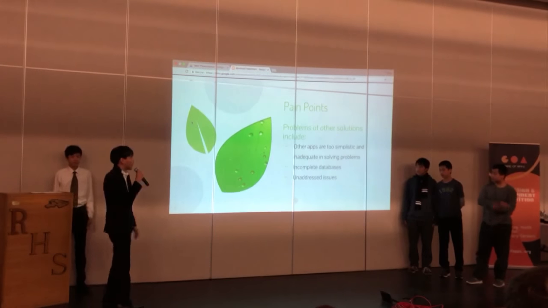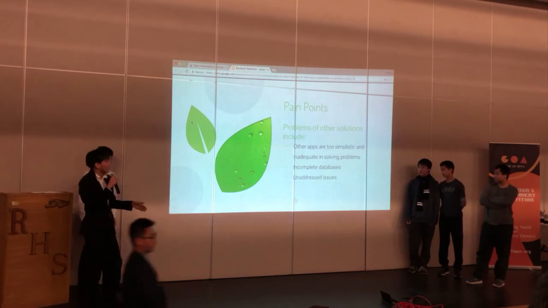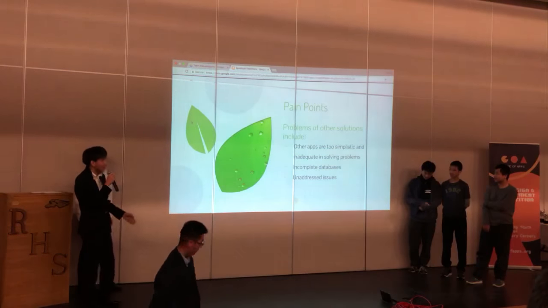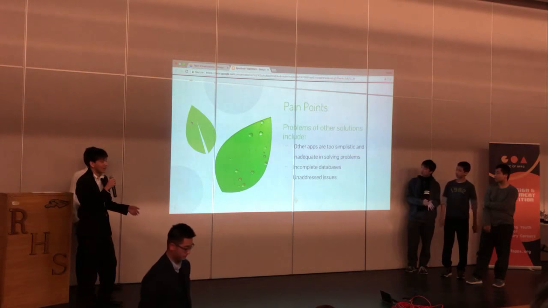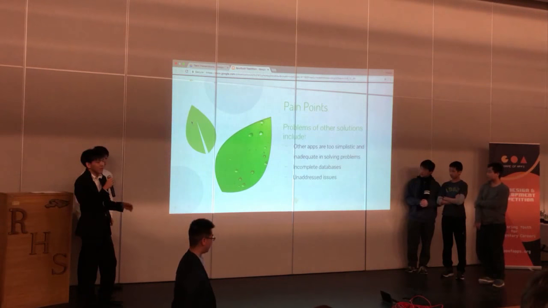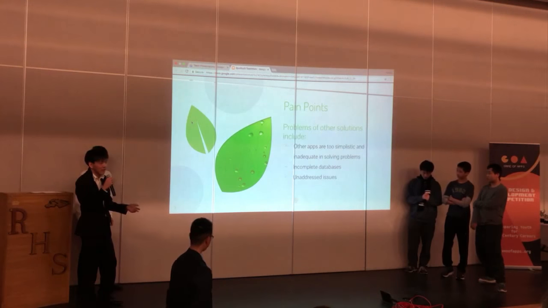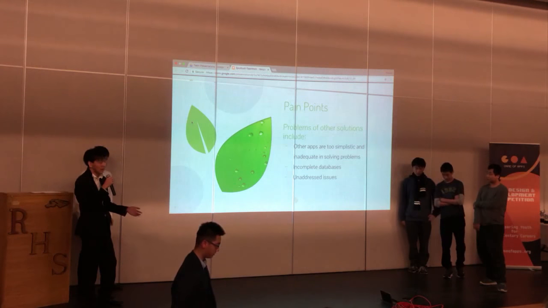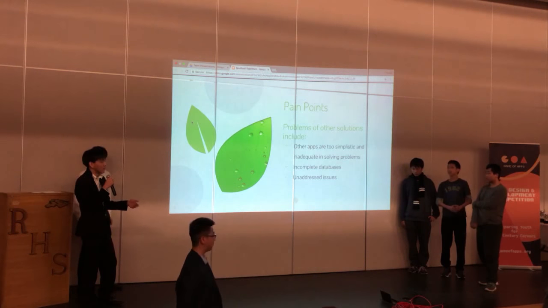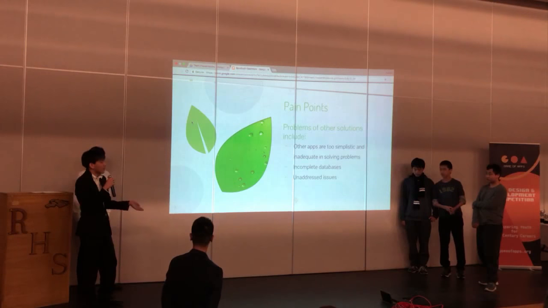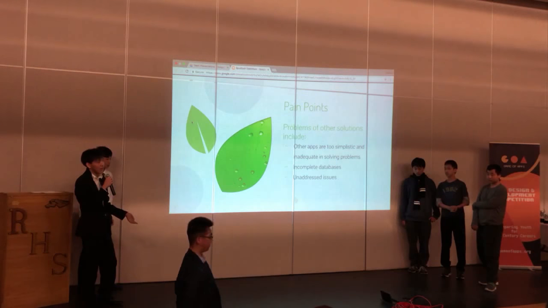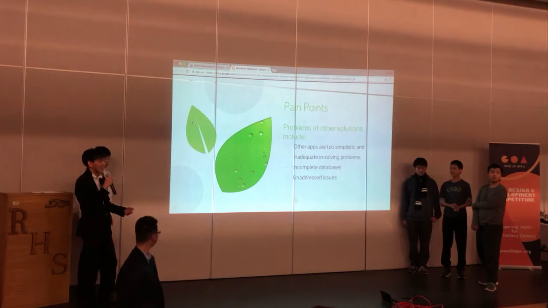Here are the pain points we found about other competitors to our app. These other apps are too simplistic, not really appealing to people, and some of them don't even work that well. When you're gardening, you want to research what kind of plant you're going to plant and the problems of planting it. But when you research, you don't get enough information from those websites or books. And those apps also don't really address issues. Sometimes you forget watering, and then your plants just die, and there's nothing those apps can help you do about it.